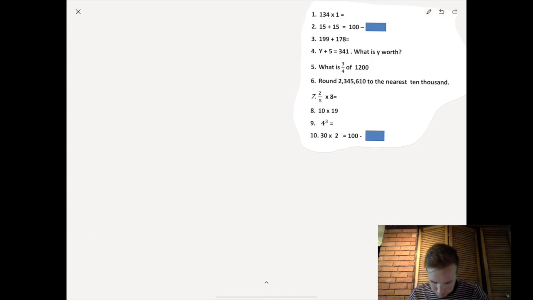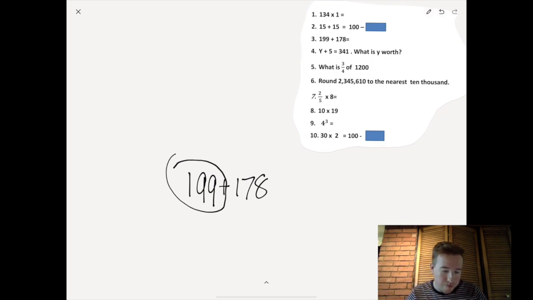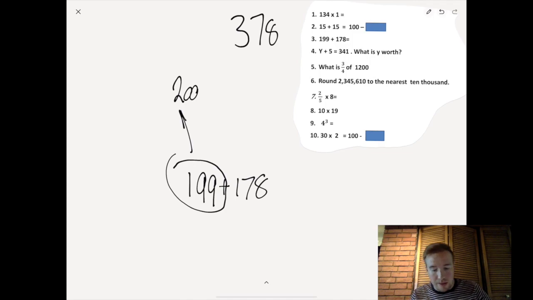Next one. 199 add 178. Now, a couple of options there. You can do column addition if you want to. It'd get you the answer, but it would be a little bit slower. 199, I've spotted, is very close to 200. So I'm just going to pretend it is 200 for the sake of the question. So 200 add 178 would be 378. And I added 1 to turn 199 into 200, so I'm just going to subtract the 1 off my answer.